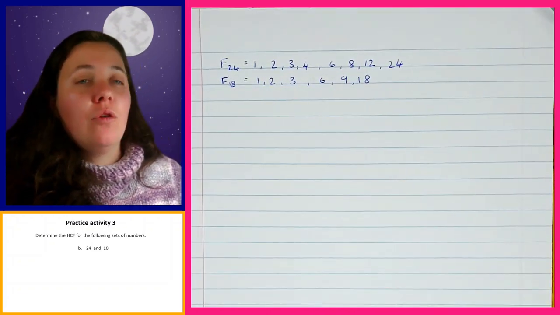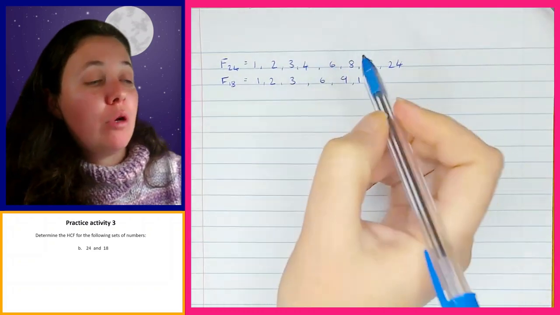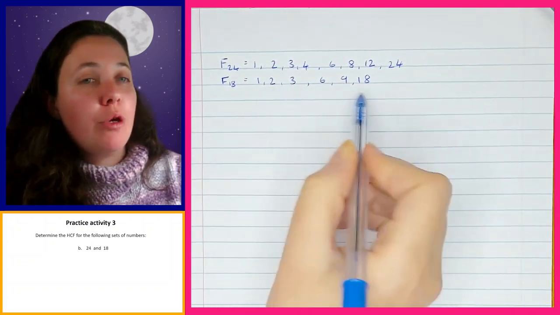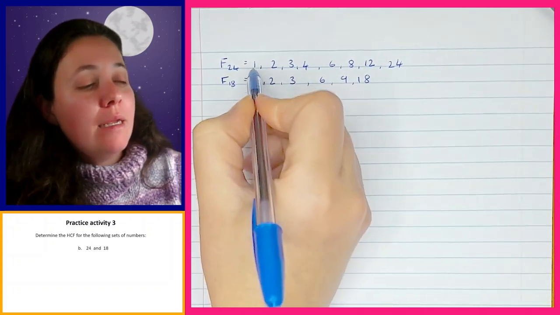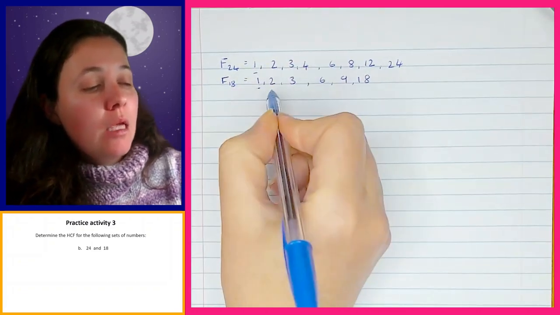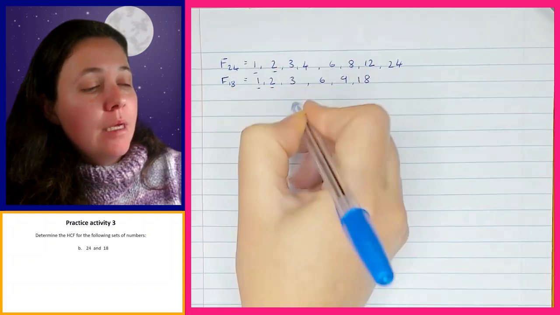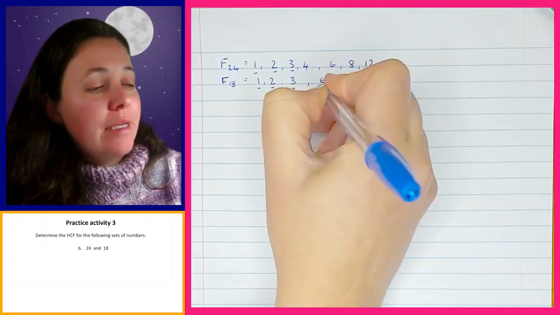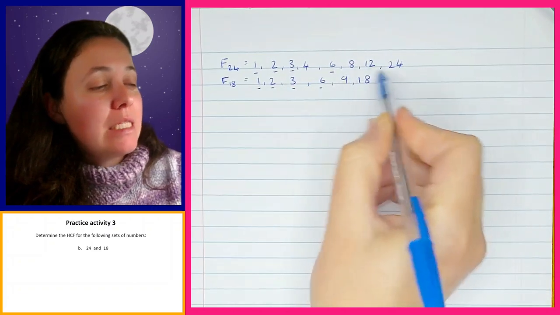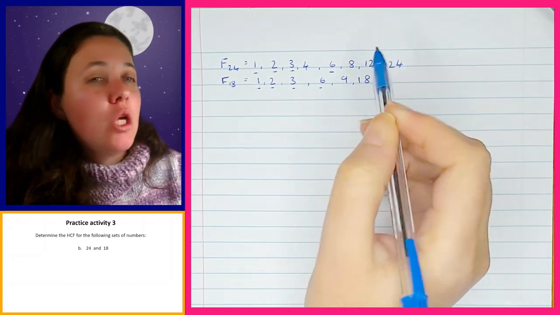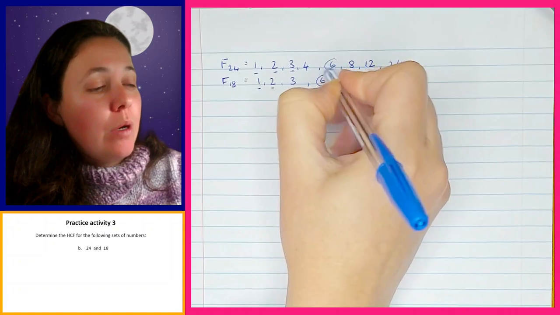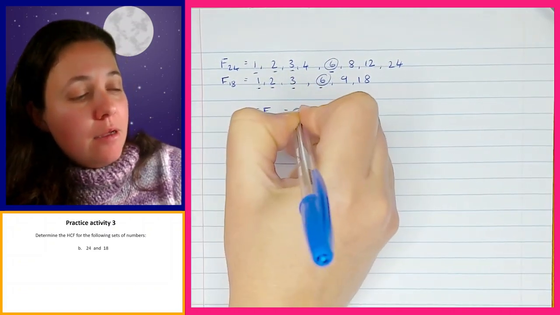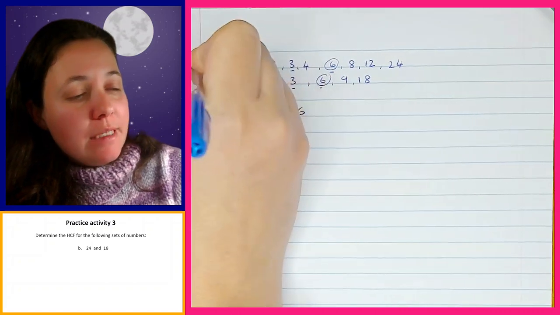So now let's compare them and see what is common. Here, the 18 has fewer factors, so I'm going to be working from that one. So 1 and 1 are common. 2 and 2 are common. 3 and 3 are common. 6 and 6 over here are common. 9 is not common, and 18 is not common. So 6 is the highest one that was common. So my highest common factor for question B was 6.